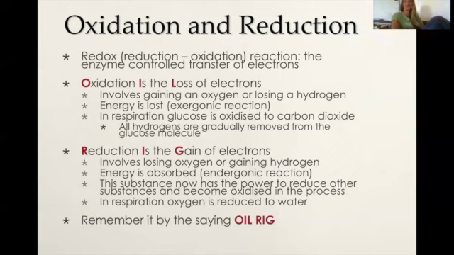Reduction is gain of electrons. It involves losing oxygen or gaining hydrogen. It's endergonic. We're absorbing energy. We're making bonds. This substance now has the power to reduce other substances and become oxidized in the process. In respiration, oxygen is reduced to water. So oxidation is loss, reduction is gain.